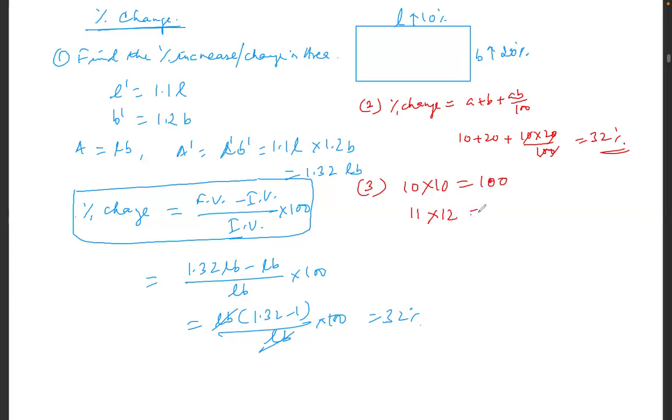So new width becomes how much? 12. Now multiply these two. 11 into 12 is how much? 132. Now there is increase over base value. Base value is what? 100. So how much it has increased? 32. It means 32%. That is the answer. So this is another approach. Is this clear?